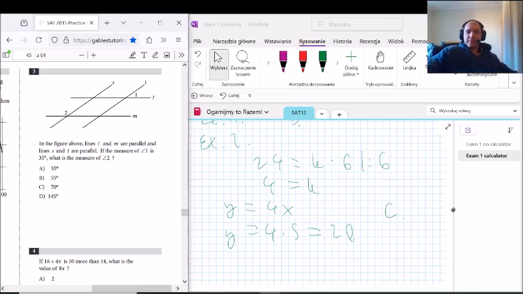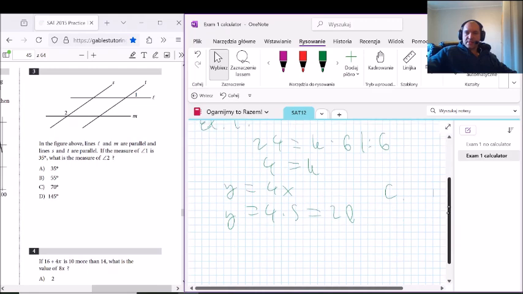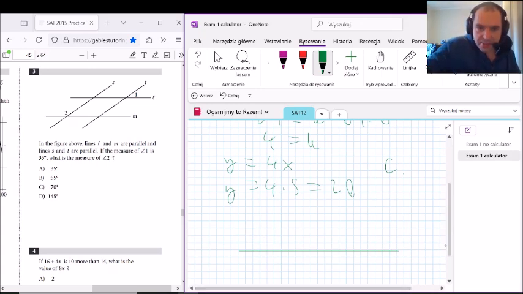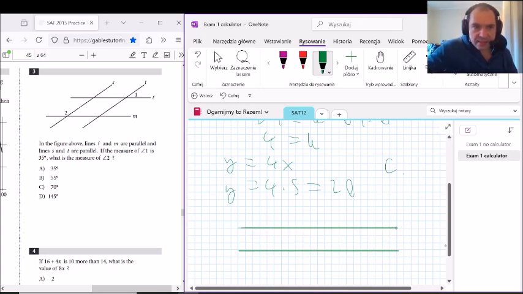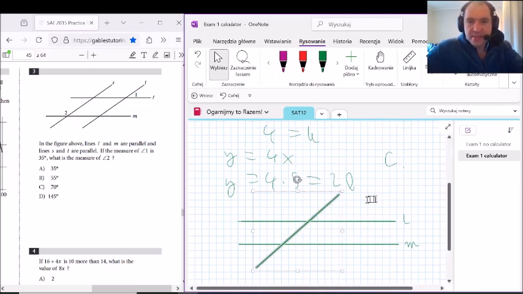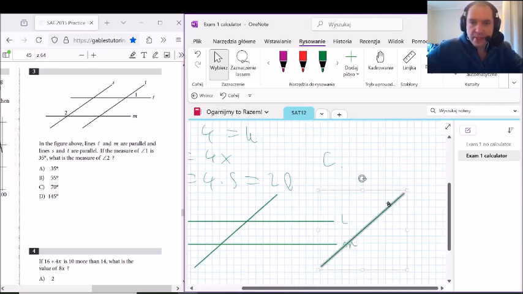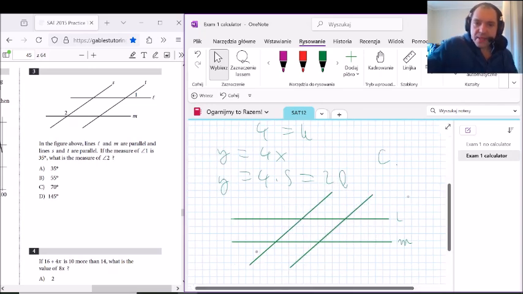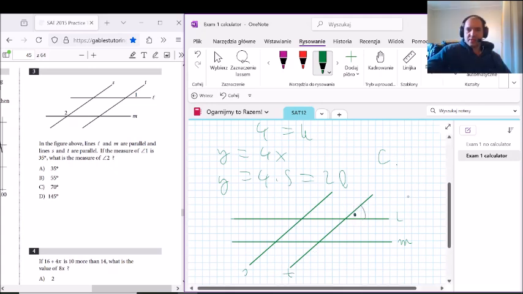Okay, maybe I will draw this down. So here we have one line. This is M. This is L. Here is S, and we want T to be parallel. So I will copy and paste. And this way we get them parallel. So it is S and it is T. And here we have 35 degrees.